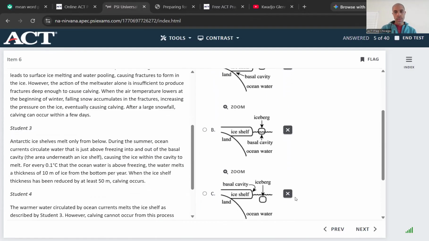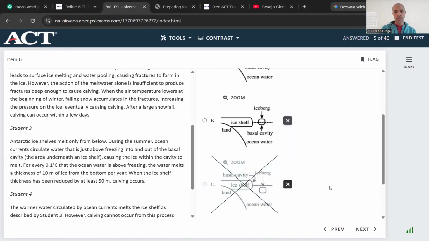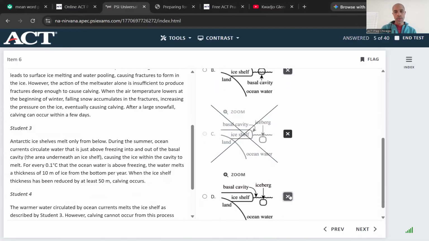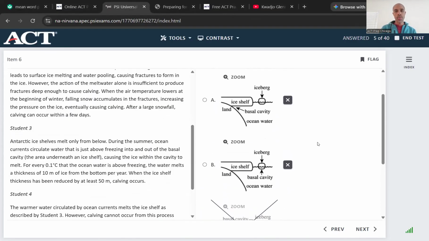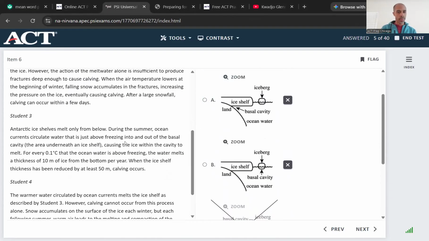So definitely not this one. The basal cavity is not above the ice shelf, and it's not on top of the water. They said it's below the ice shelf, I thought. The area underneath an ice shelf, right? Not underneath the iceberg, underneath the ice shelf, says A.